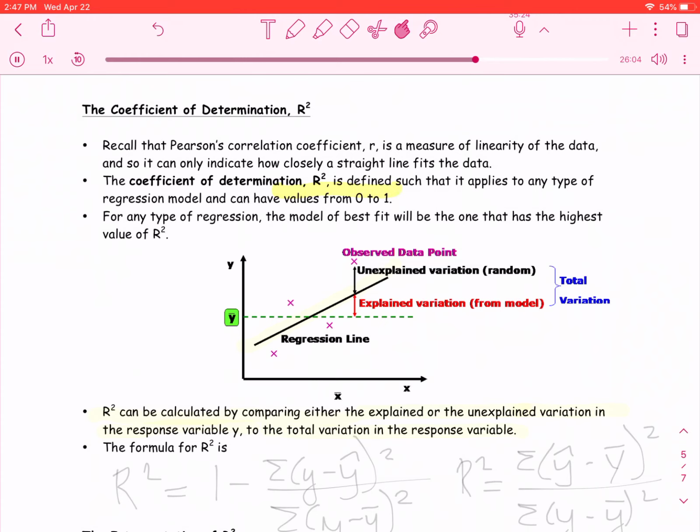Okay. For any type of regression, the model of best fit will be the one that has the highest value of R squared. Okay, so again, if we look at our regression line, and we want to figure out an observed data point, you can see there in purple, you have your observed data point. Now, based off of that dotted line, which is looking at y bar, we can actually determine and see how our values do fall close to that predicted value point.